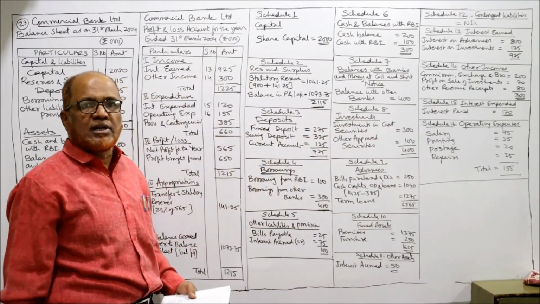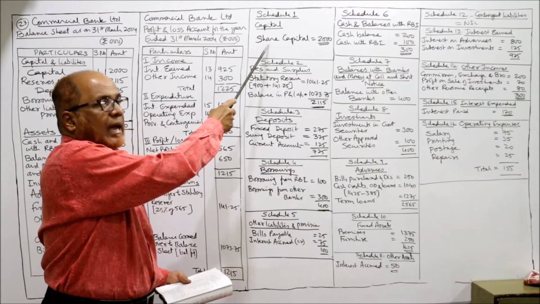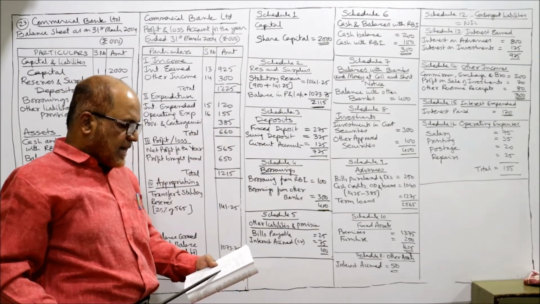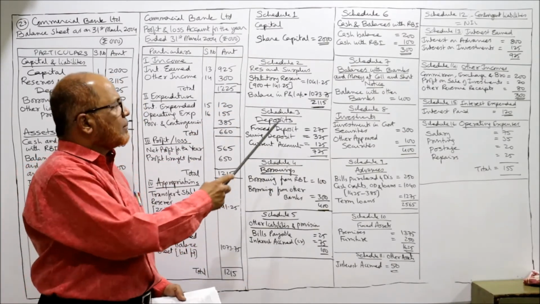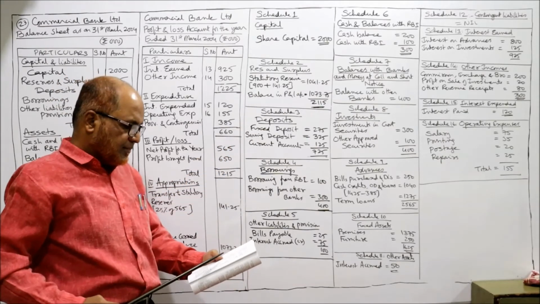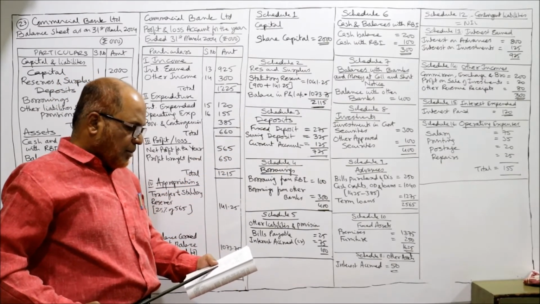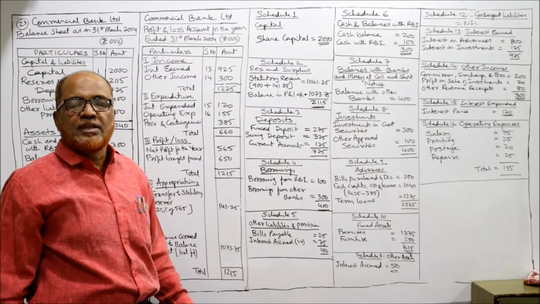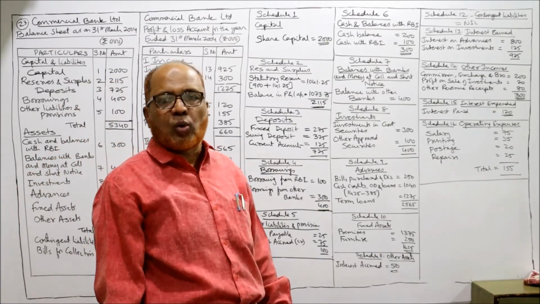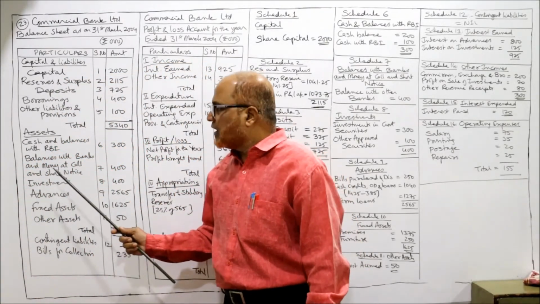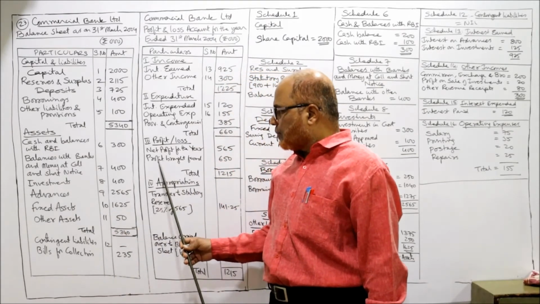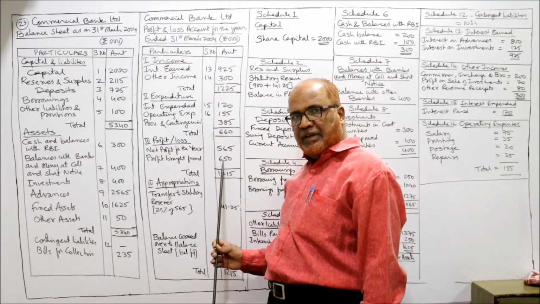Next comes share capital, note number 1, capital 1. Then statutory reserve, reserves and surplus, second, 900. Then profit and loss account, 650. This is the last year's profit brought forward. It will be taken directly in the profit and loss account. In profit and loss account, profit brought forward is 650.